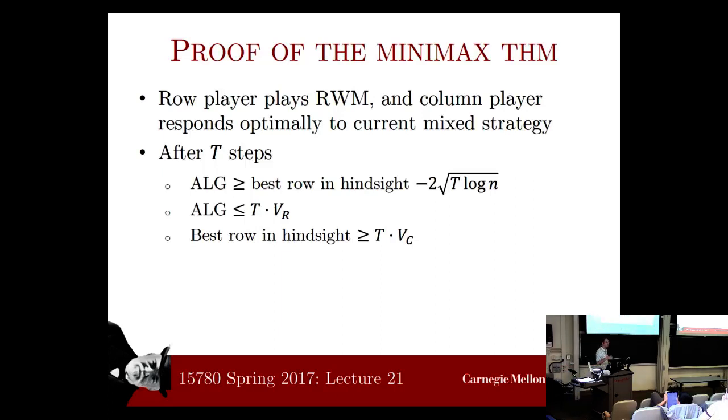There could be multiplicities here. If the adversary played the same strategy multiple times, the probabilities add up. So it could be the case that S1 is equal to S5, then that strategy will be played with probability 2 over T. So this defines a mixed strategy X.